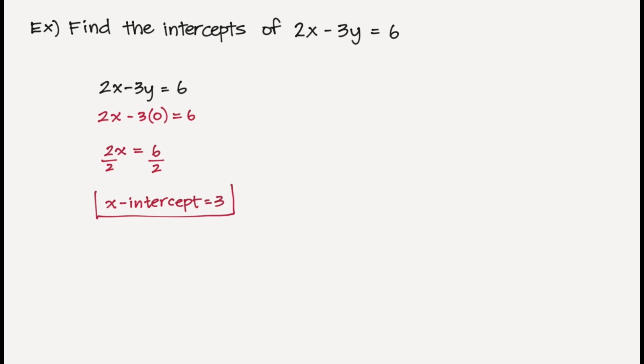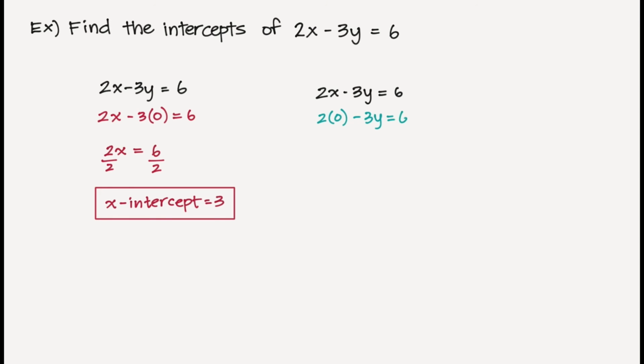Okay, let's kind of do the same thing now to find the y-intercept. So I'm going to just rewrite my equation. 2x minus 3y is equal to 6. And this time I'm going to put a 0 where the x variable is. And that leaves me with -3y is equal to 6. And when I divide both sides by -3, I find that the y-intercept is equal to -2. So now that I have both of these, it would be very easy for me to graph it.